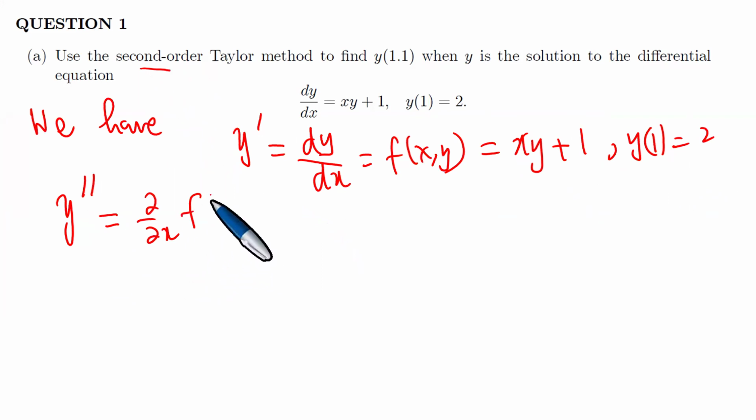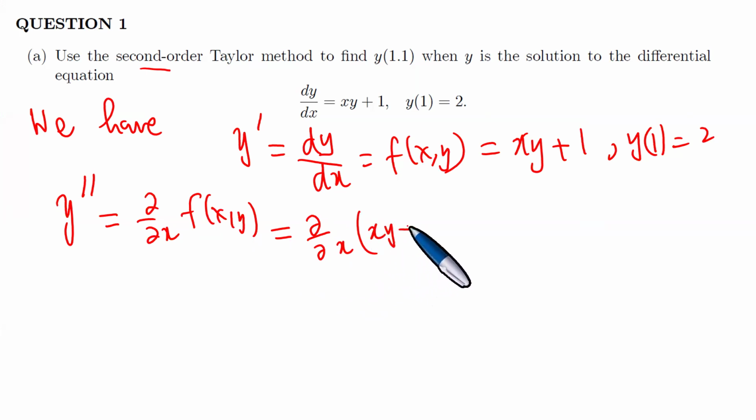If you find the second derivative of the multivariable function f(x, y), we take the derivative with respect to x of the function f, which is xy plus 1. First we differentiate the x by the product rule, getting 1 times y, plus we keep x constant and find the derivative of y, which is y prime. We add the derivative of the number 1, being a constant, whose derivative is identically 0.